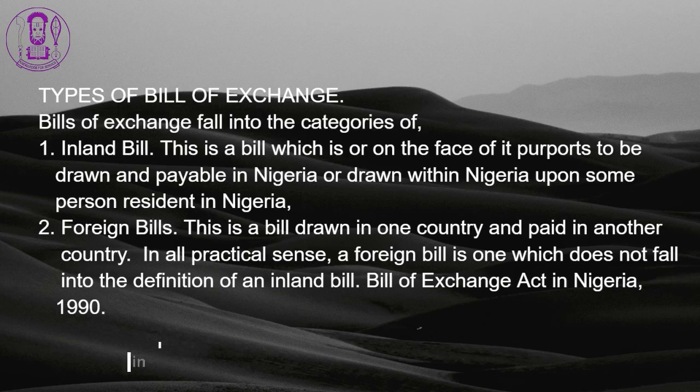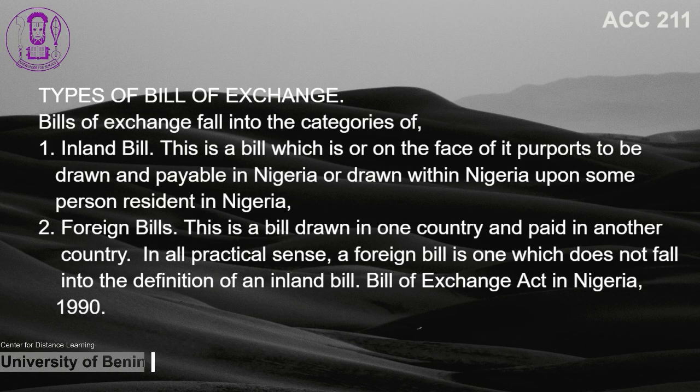Types of bill of exchange. Bills of exchange fall into the categories of: 1. Inland bill. This is a bill which is, or on the face of it purports to be, drawn and payable in Nigeria, or drawn within Nigeria upon some person resident in Nigeria. 2. Foreign bills. This is a bill drawn in one country and paid in another country.